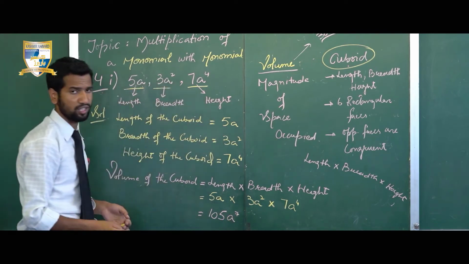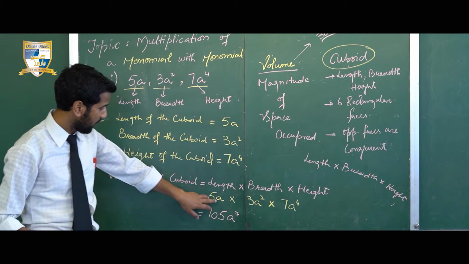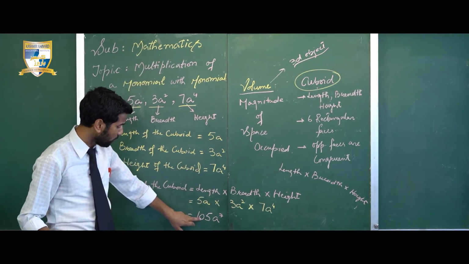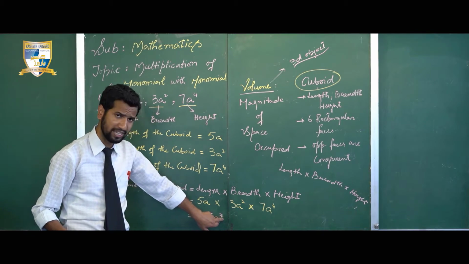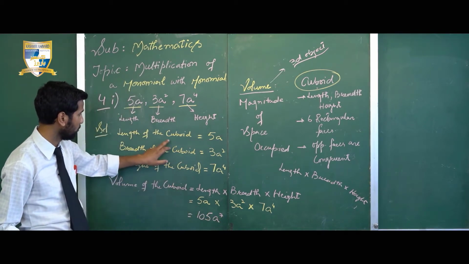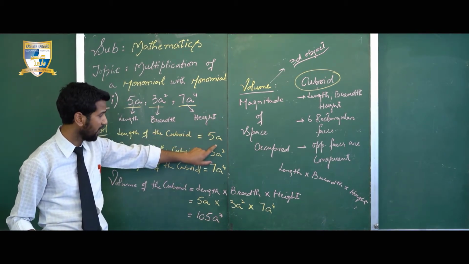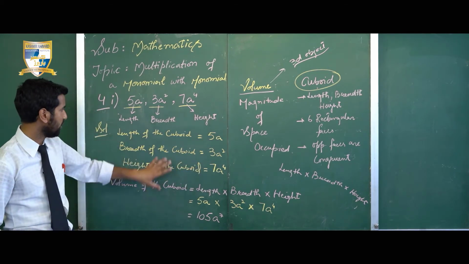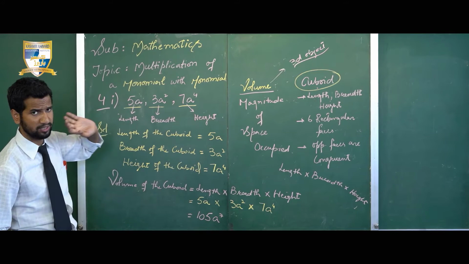So that is the answer of this question. Means 5a into 3a square into 7a raised to power 4 will be equal to 105a raised to power 7. So that is the volume of this cuboid, whose dimensions are 5a, 3a square and 7a raised to power 4. So that was the question number 4, part number first.